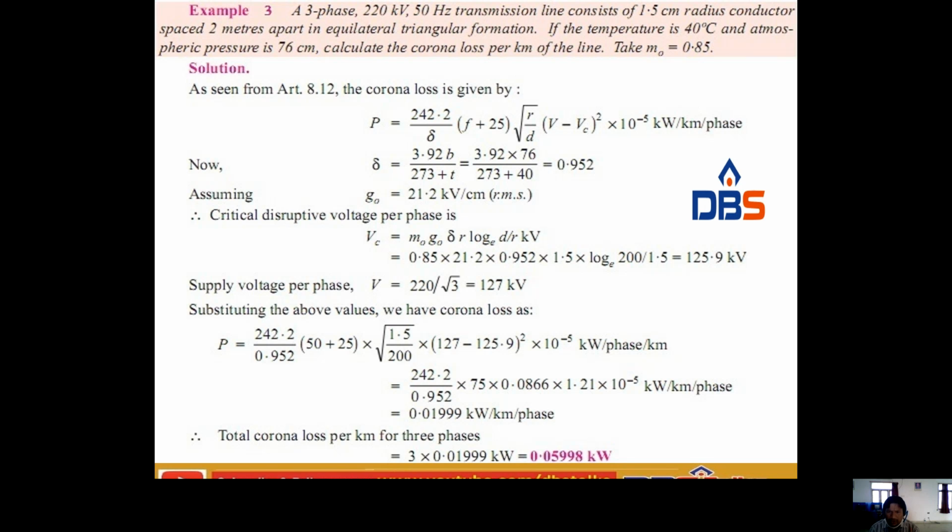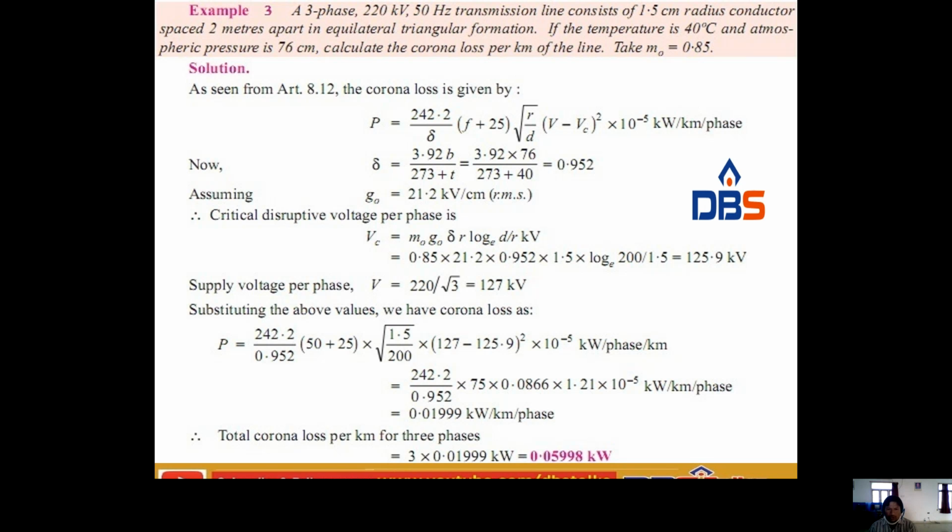But we don't know the delta value. First of all, you have to calculate delta, the air density factor. Delta is equal to 3.92 b divided by 273 plus t. b is nothing but the barometric pressure. So 3.92 multiplied by 76 centimeter, the pressure, divided by 273 plus temperature, 40 degrees. So 3.92 into 76 by 273 plus 40 is equal to 0.952, the delta value. And let us assume g0 as usual, the RMS value, that is 21.2 kV per centimeter.